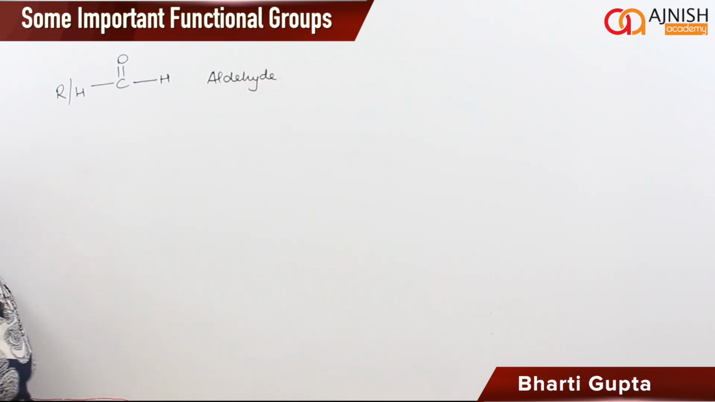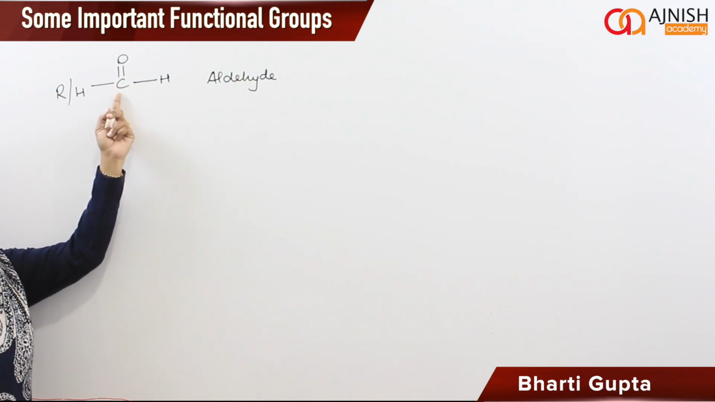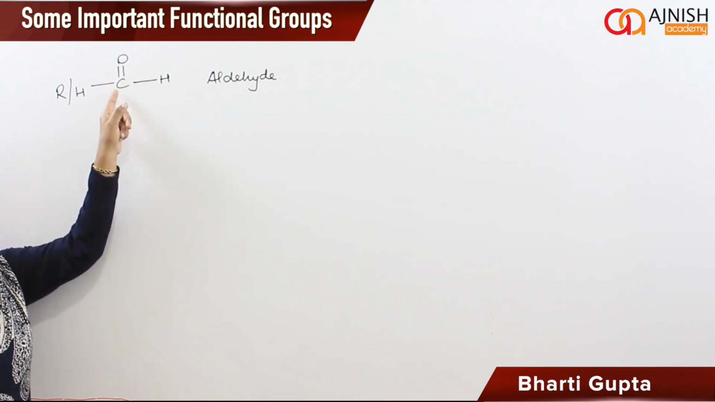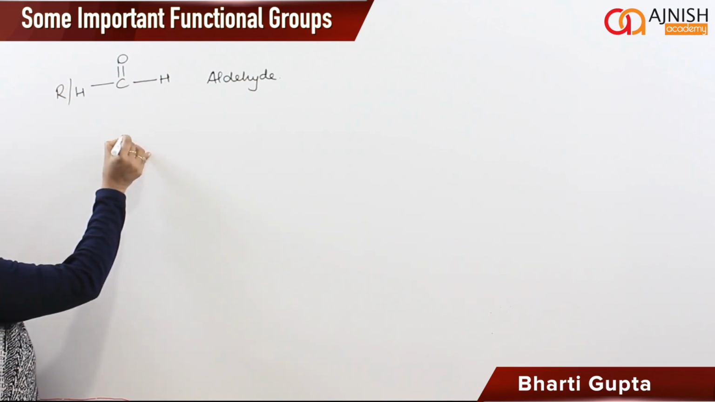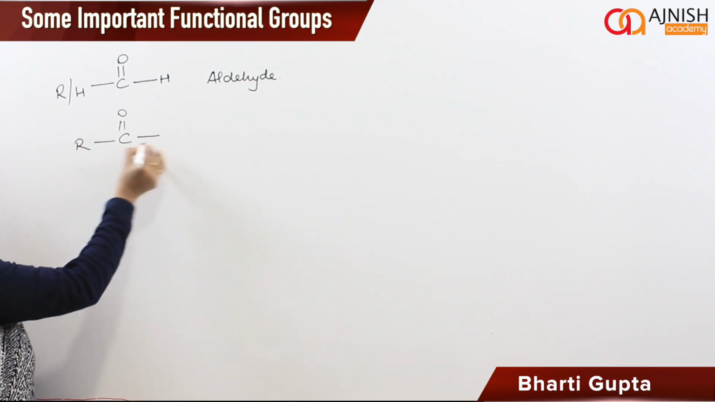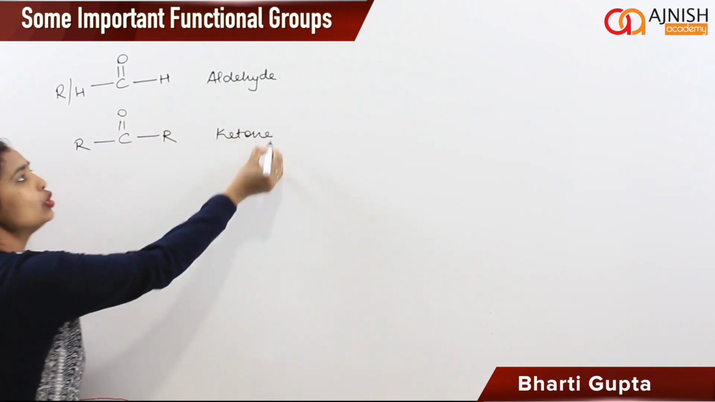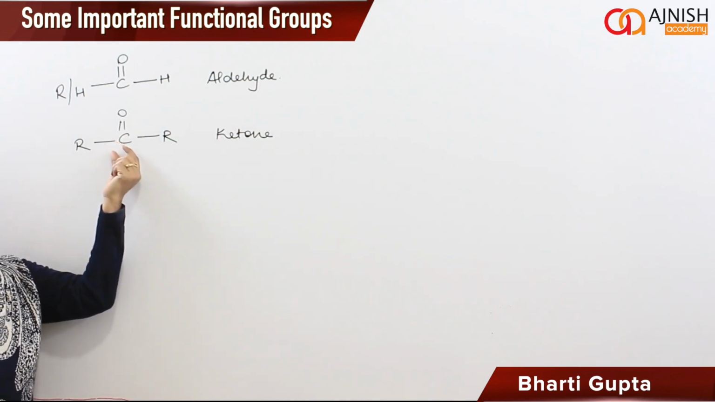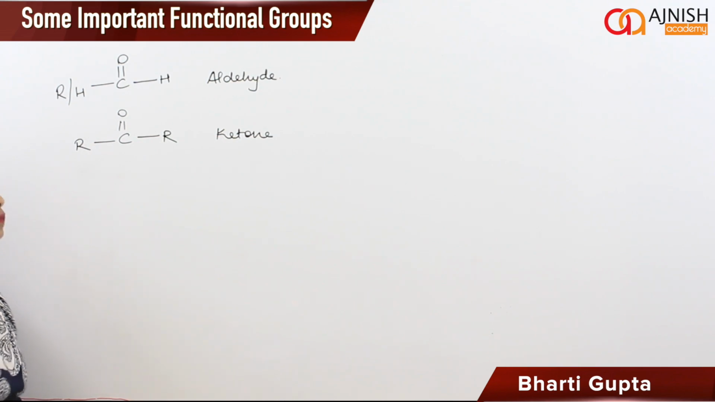This functional group is called aldehyde, C double bond O, and to C double bond O, there is H on one side and the other side may be H or a carbon chain. This is aldehyde. If we have C double bond O and on both sides we have a carbon chain, then this functional group is called ketone.